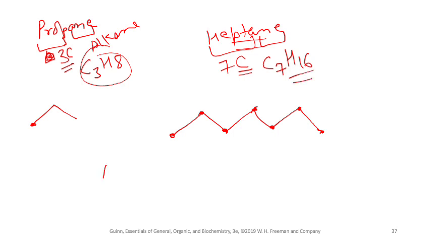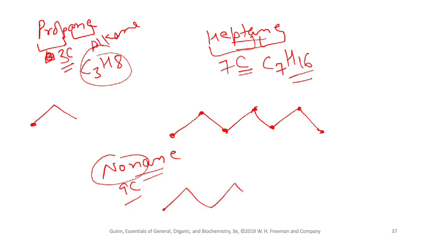If I say nonane, nonane means 9 carbon, non, right? 1, 2, 3, 4, 5, 6, 7, 8, 9. So this is a 9 carbon chain. What's the molecular formula? C9H20. If you calculate how many carbon you have in this, you will end up with 20 hydrogen and 9 carbon in this entire structure, nonane.